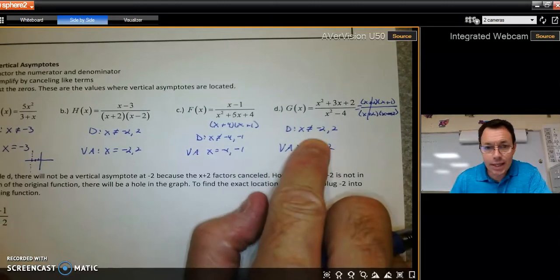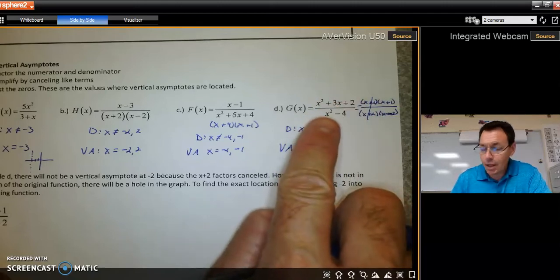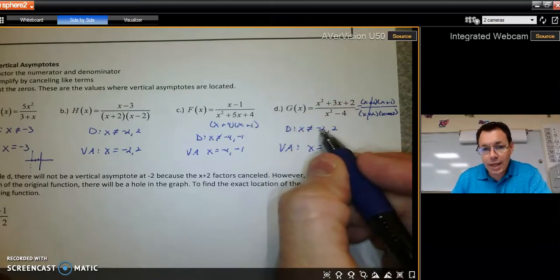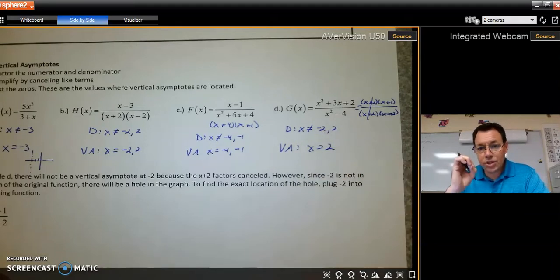So what's going on at negative 2? Okay, it's still a number we're not allowed to plug into this thing. Well, what's going to happen is we're going to get a hole in our graph. And a hole is just like a point, but it's an open circle instead of a closed circle. It's a point that we're never going to get to. We can get really, really close to it, but we can't quite get there.